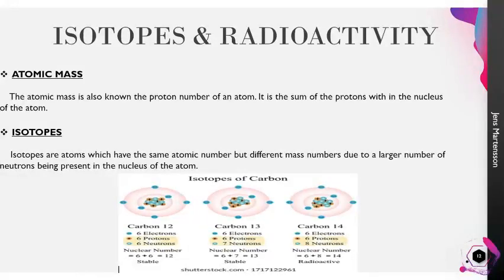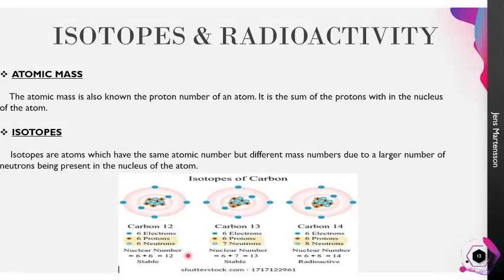So we have an example here. We have carbon 12. So we have the isotopes of carbon. Our first isotope is carbon 12. And what we realize here is that carbon 12 has 6 electrons, 6 protons, 6 neutrons. Therefore, it has a nuclear number or a mass number of 12.